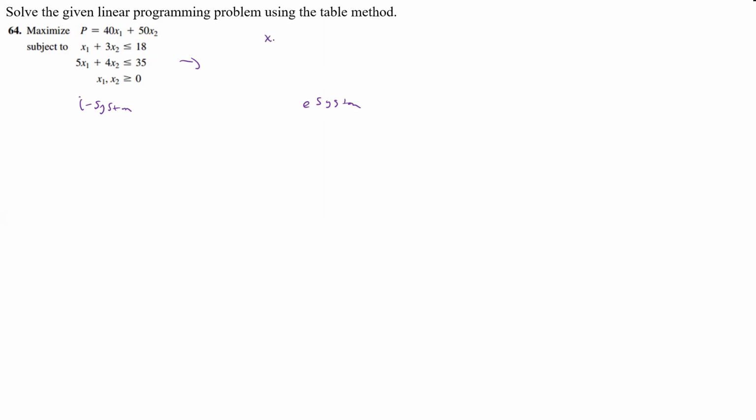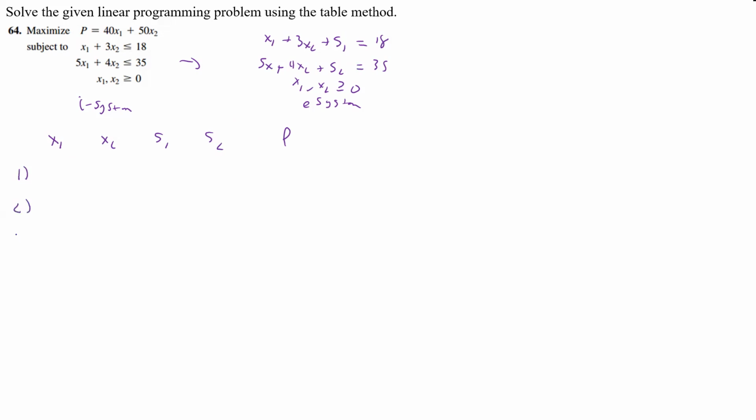So that's going to give us x1 plus 3x2 plus s1 equal to 18. And then we have 5x1 plus 4x2 plus s2 is equal to 35, and x1 and x2 are still greater than or equal to 0. All right, so now let's see if we can get this whole table on here. So we have x1, x2, S1, S2, and we're wanting to maximize P, so we'll put a P column as well. And so let's put rows.